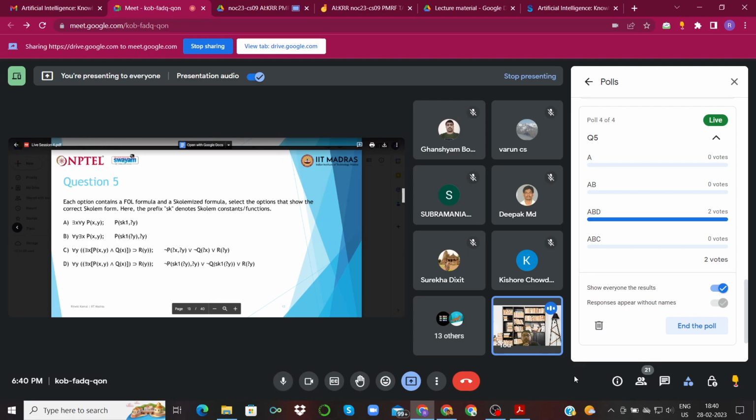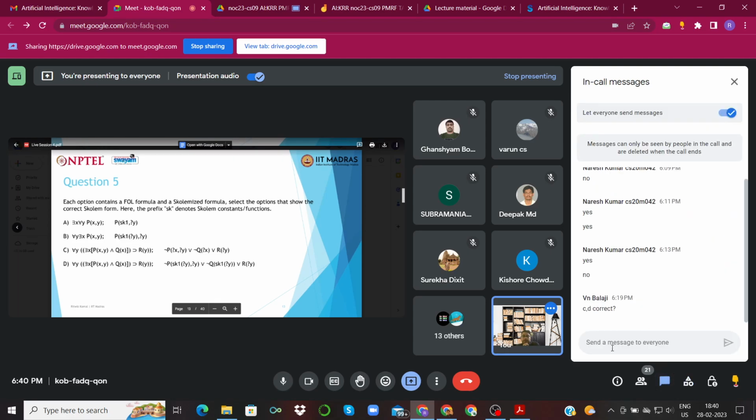Again, one hint that you can get from the options is that option A is in all of the options in the poll. So you can conclude safely that A is correct. But A alone is not correct. There are other options as well that are correct along with A. Okay, so let's consider these options one by one.